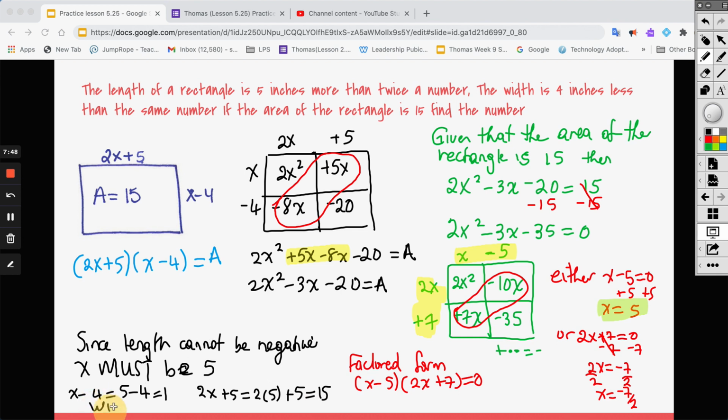So the width we can say is 1, and length is equal to 15. So our solution is width is equal to 1 and length is equal to 15. That's a long problem, but it takes a lot of stamina to be able to do this.